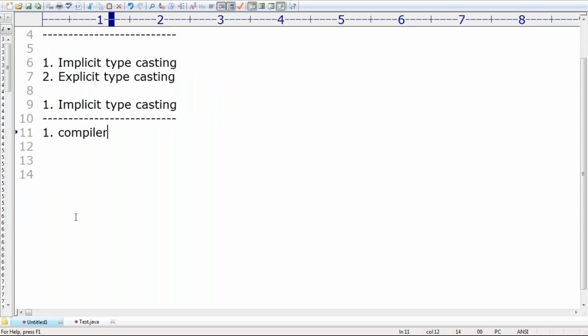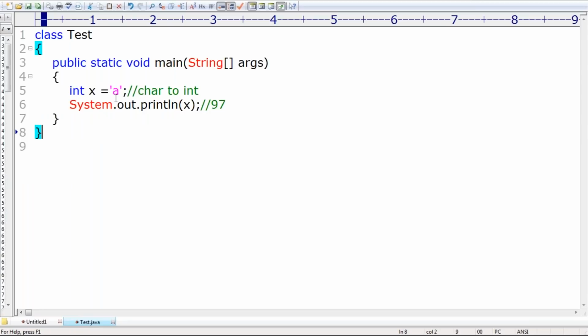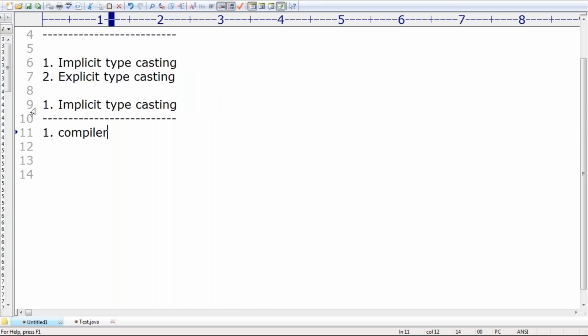Whenever we are assigning a smaller data type value to a bigger data type variable, then internally the compiler will convert that smaller type to the bigger type automatically. This type of conversion is called implicit typecasting. Are you getting it? Point number 1.